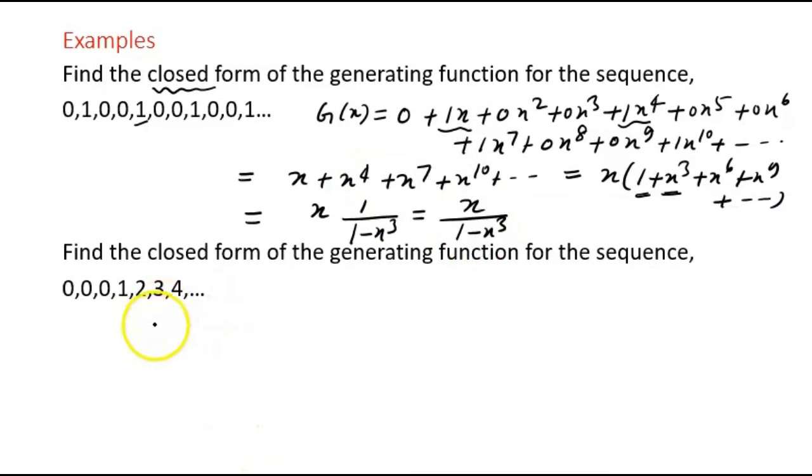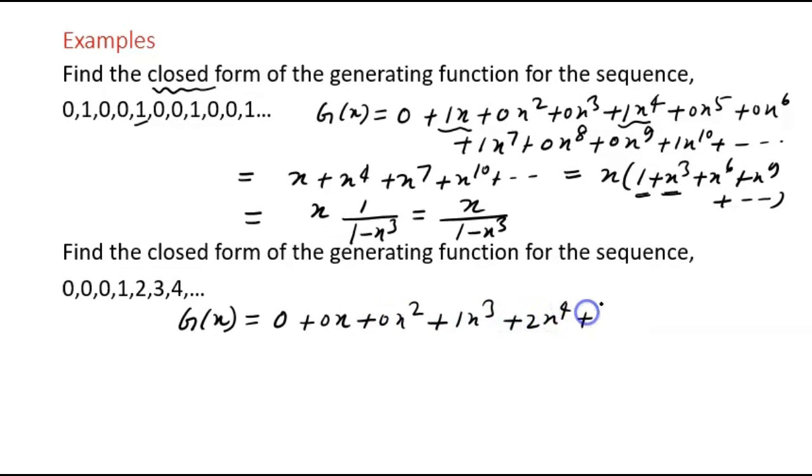So let us write the generating function for this. What will be the generating function for this? G(x) = 0 plus 0x plus 0x square, right? And then 1x cube plus 2x to the power 4 plus 3x to the power 5 plus 4x to the power 6 and so on.